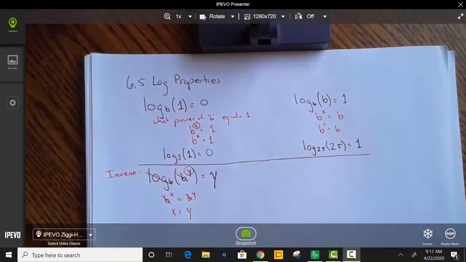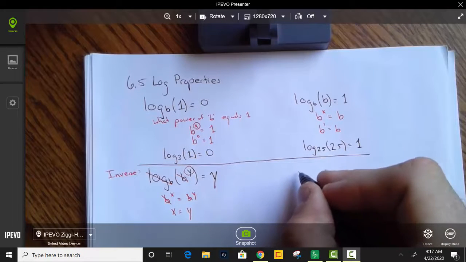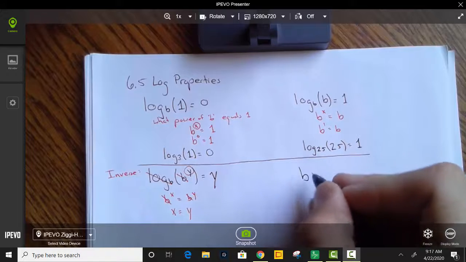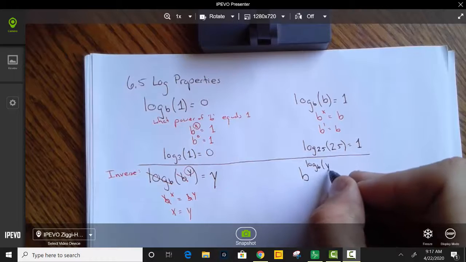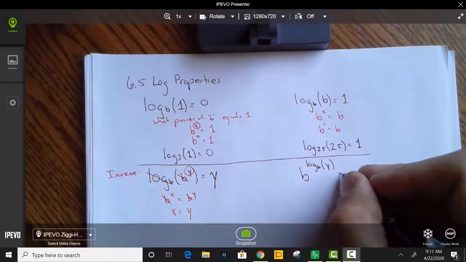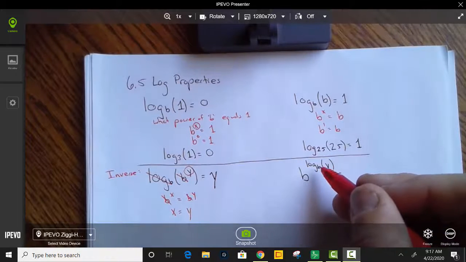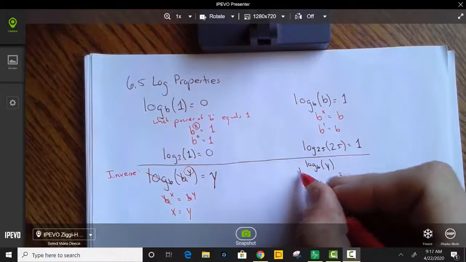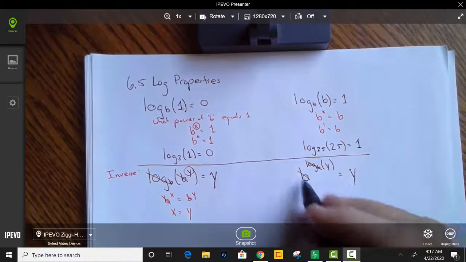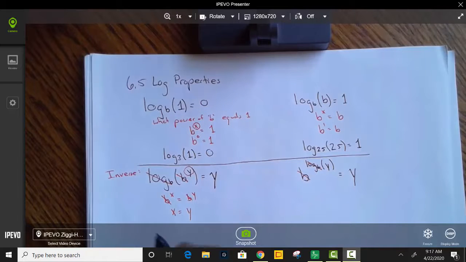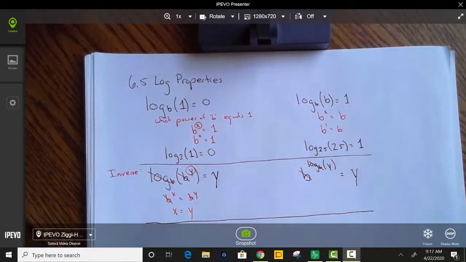And then the last basic property that we have here is another inverse property, which says if you have b being raised to a power of log base b of y, this is also an inverse one. If you have an exponential with a base b and a logarithmic base b power, these cancel, leaving you with just y. Now we don't see this property as often as we do the other ones, but that is also just another inverse property that I wanted to make sure I took time to go over.